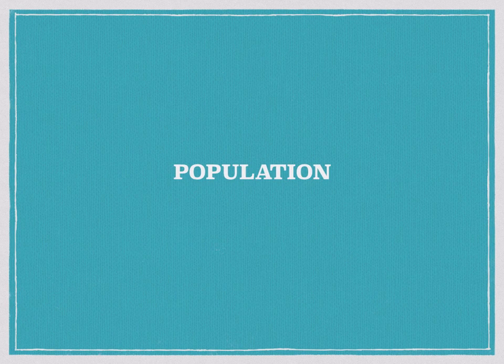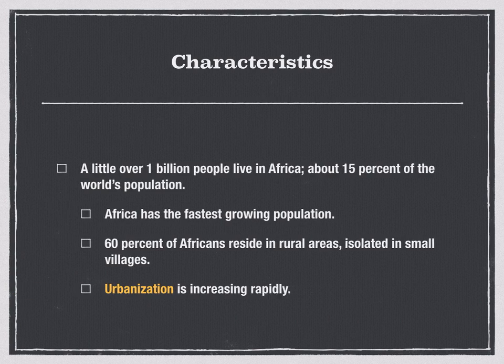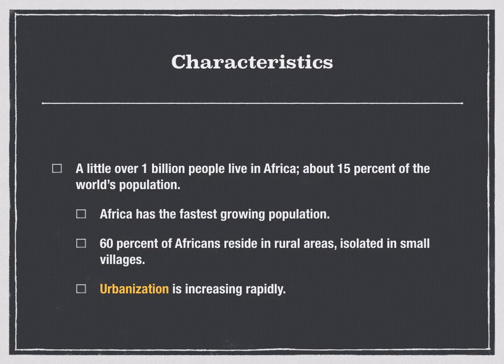Population. Characteristics. A little over 1 billion people live in Africa. This is about 15% of the world's total population. Africa has the fastest growing population. Even today, 60% of Africans still reside in rural areas, isolated in small villages. However, like all continents, urbanization is increasing rapidly.